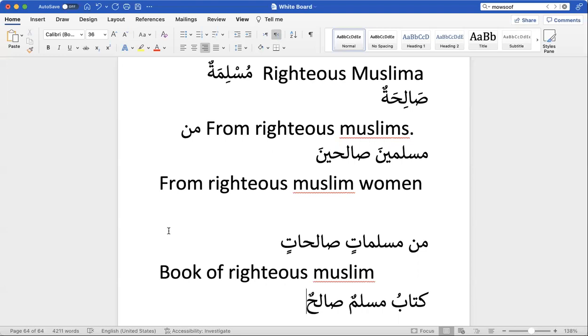How many fragments have you studied so far? Can you tell me? Four. So what are those? Mudaf ilay. What is the mudaf? Can you explain that? I think this is only mudaf ilay then. Book of righteous Muslim, what must be mudaf? What is mudaf ilay?